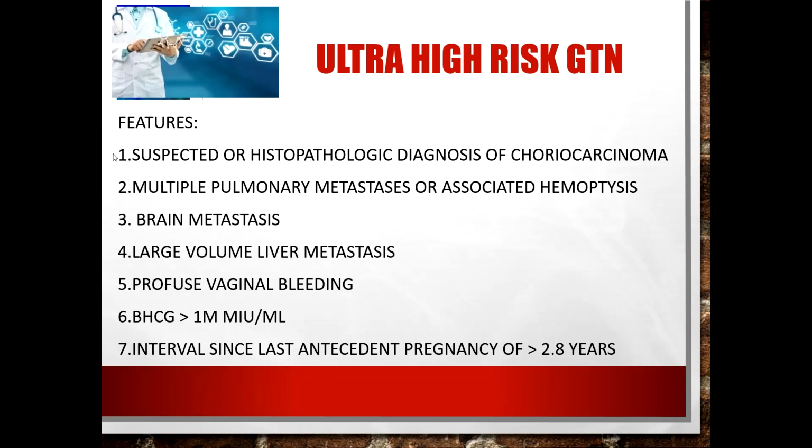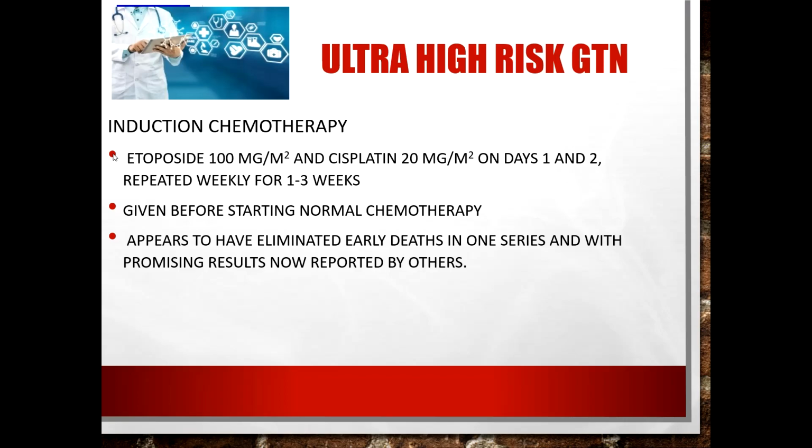To avoid this, the use of an initial gentle rather than full dose of chemotherapy has been used. Induction chemotherapy using etoposide at 100 mg per meter squared and cisplatin at 20 mg per meter squared is given on days 1 and 2 and repeated weekly for 1 to 3 weeks before starting the normal chemotherapy. This appeared to have eliminated early deaths in one series, with promising results now reported by others.